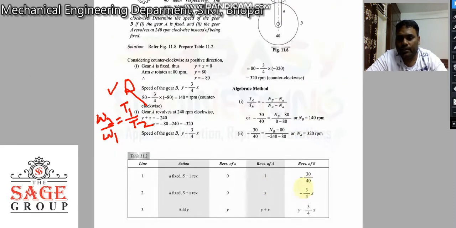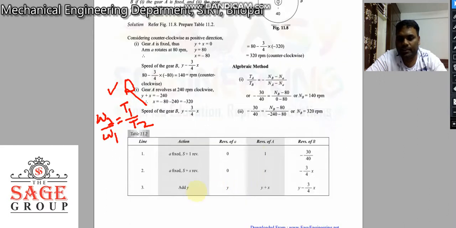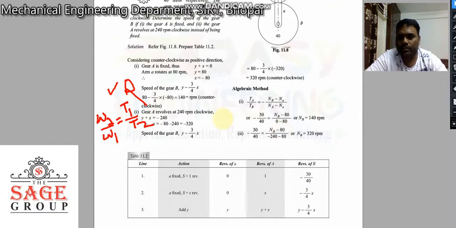Then in each section we multiply by x and add y. This column represents the speed or revolution of the arm, this column represents the speed of gear A, and this column represents the speed of gear B. Understood? Then we come to the conditions.